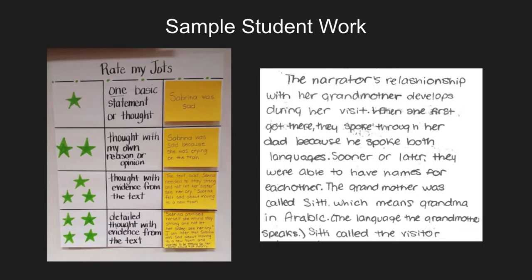Sample student work. When we're working on stop and jots for reading and response to reading through writing, it's always a great idea to have samples from previous students that you've had, or if your curriculum provides sample student work, we can talk about, what makes this student's response a 1-star, a 2-star, 3-star. Where do you think your work falls on this continuum? And comparing their work to another student's work to help them lift their language or lift their content.